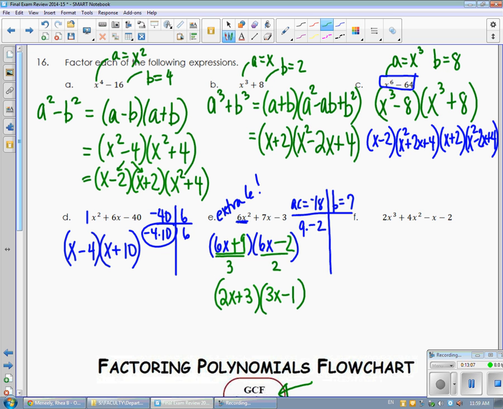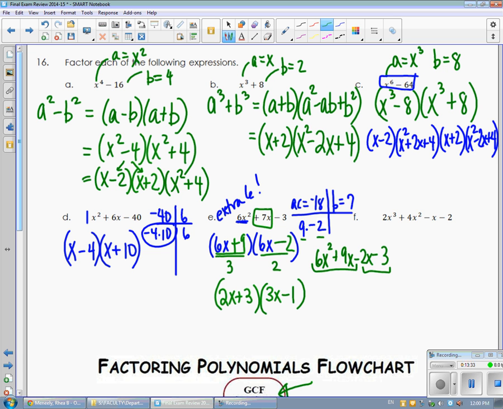And I don't want to confuse you by showing you more methods, but I know that some people find grouping a little bit easier. So with the 7x, notice that 9 minus 2 gives me 7. If we're going to use the grouping method, then what we do is we rewrite 6x squared plus 7x. But instead of writing the 7x, I'm going to write plus 9x minus 2x minus 3. And now I group. And that's exactly what we're doing in letter F as well.